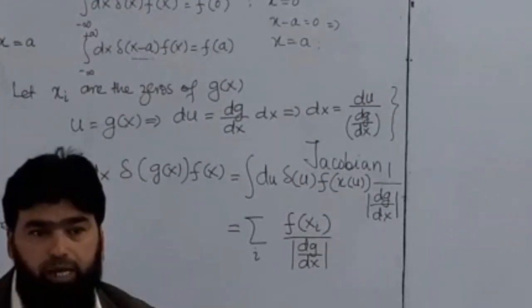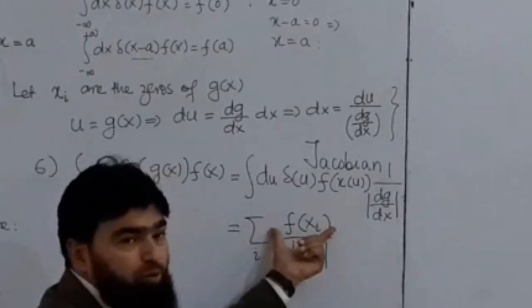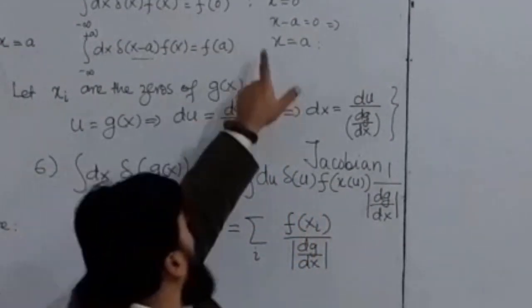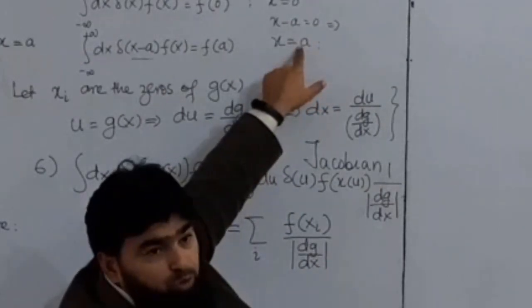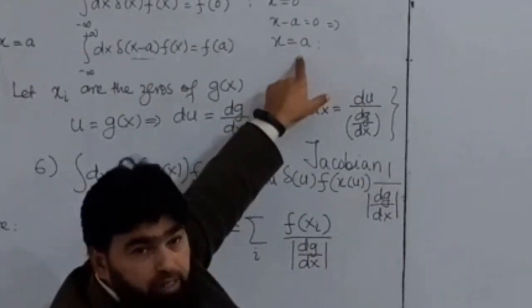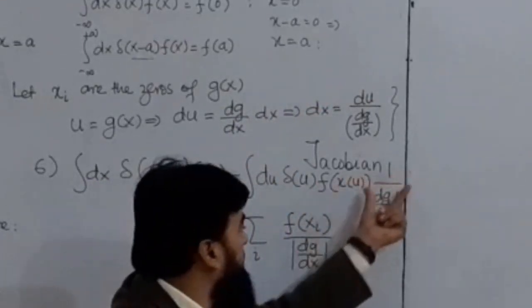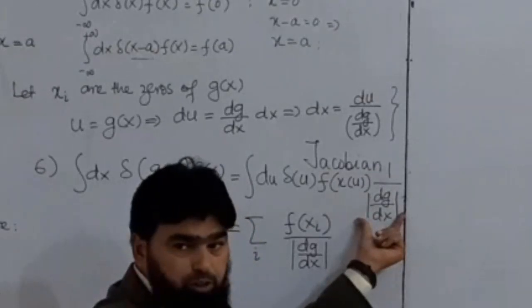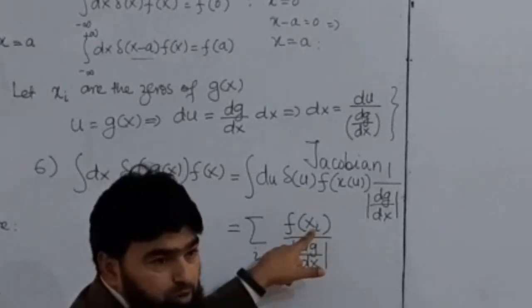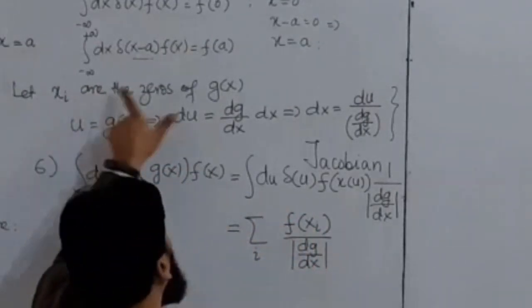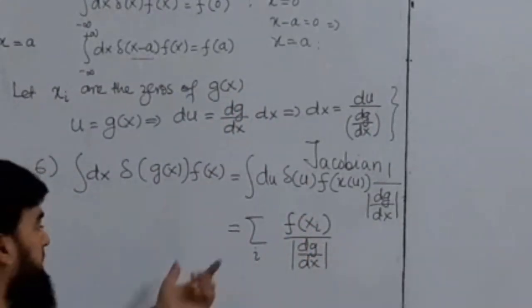How many values it will have will depend on the function. So it will give all the f of a's, like if this was, for example, x equal to plus minus a, then plus a was one value, minus a was another value. So now it will be equal to f of this divided by this whole function. Now x is not a single value, it has many values, xi are the zeros of g of x. So that's why we write f of xi, and we sum up all of them, yes?